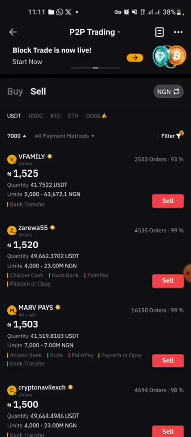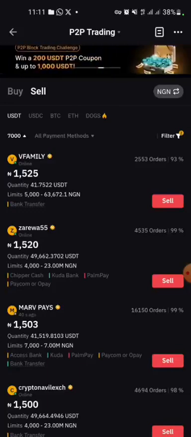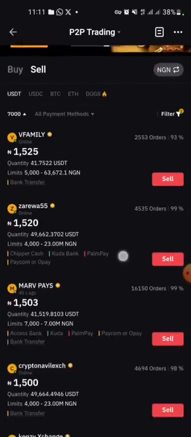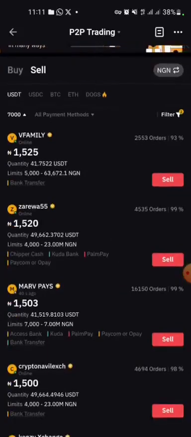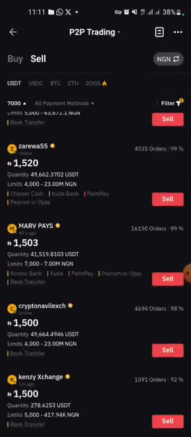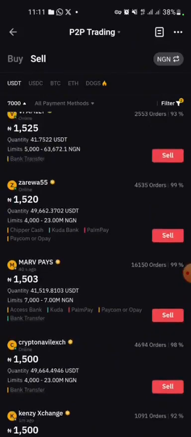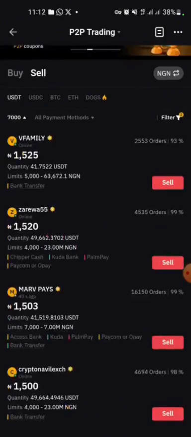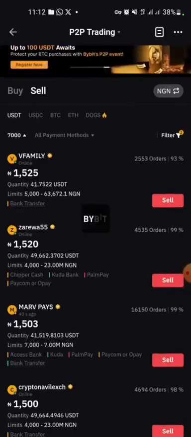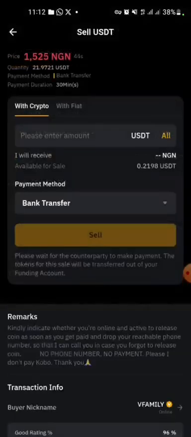And the rate, so I'll just go ahead and go with the first one, because the first ones always have higher exchange rates compared to those below, right? You can also trade with these ones below, like this Mav Pays, he has 16,150 orders, wow, and 99% completion rate. But if you compare it with the first person, the exchange rate is lower, and for you to choose, I'll choose this first one because it has a higher exchange rate. So I'll go with V family, right? So yeah, this is it.